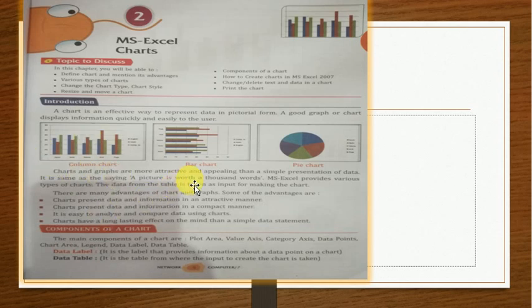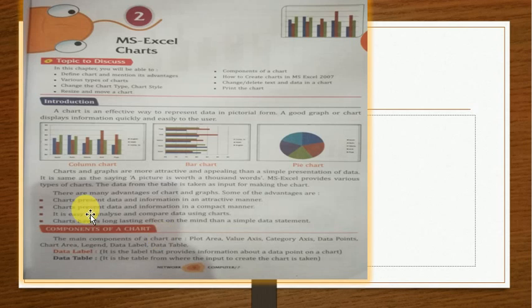Charts and graphs are more attractive and appealing than a simple presentation of data. If I had given you simple numbers, it wouldn't have been that beautiful, but in the form of this pie chart, it is more attractive. Next, a picture is worth 1,000 words. If I write 1,000 words but represent it with a picture, that is more important. Next, MS Excel provides various types of charts. So these are the advantages of making a chart.